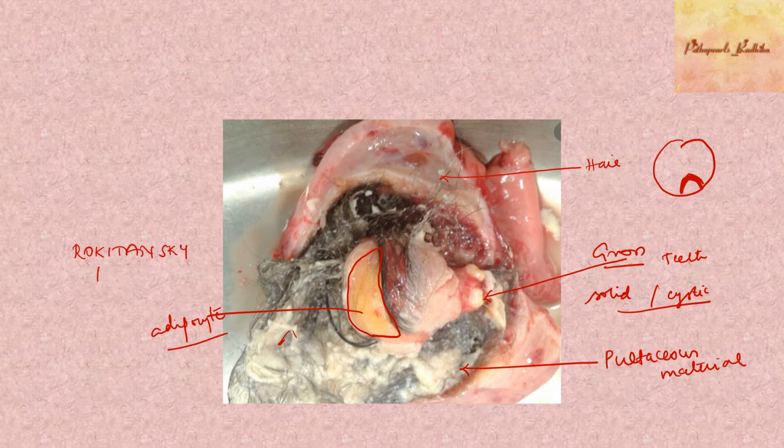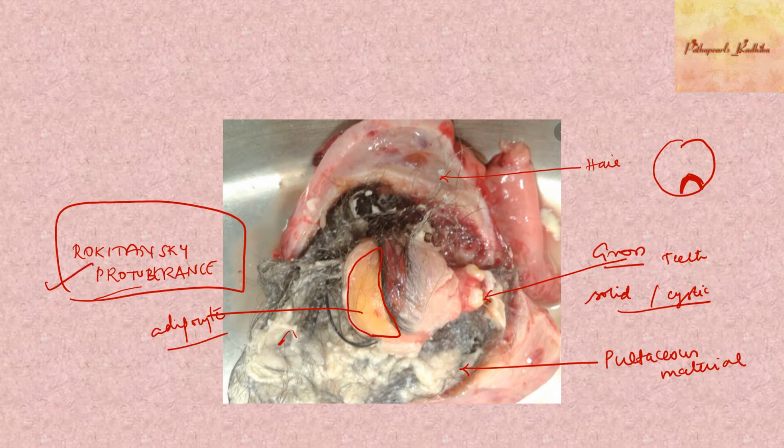So why is Rokitansky protuberance important? Because that's the area where, when you take sections and submit for histopathological examination, you are most likely to see derivatives from all three layers: your ectoderm, endoderm, and mesoderm. So this is of utmost importance in your gross appearance, right? So this resembles a monster.